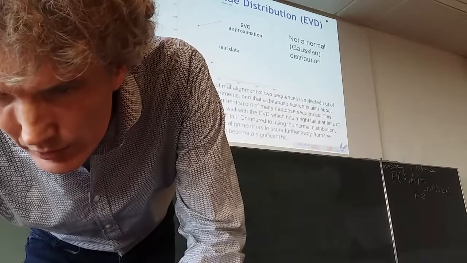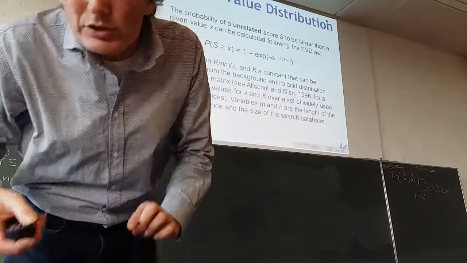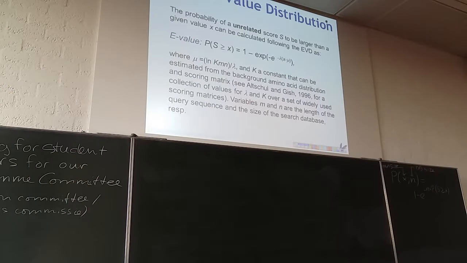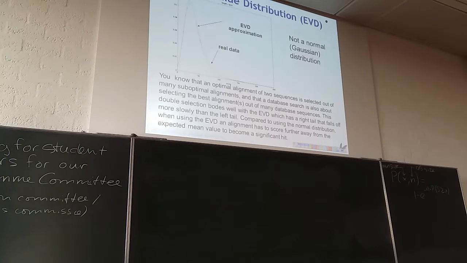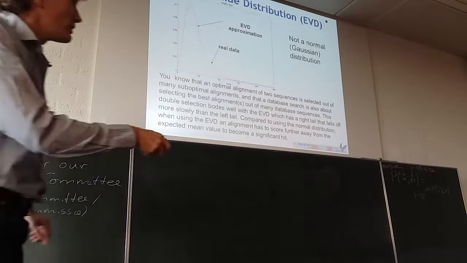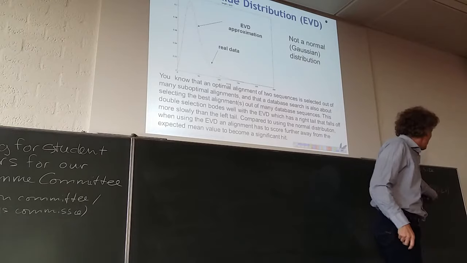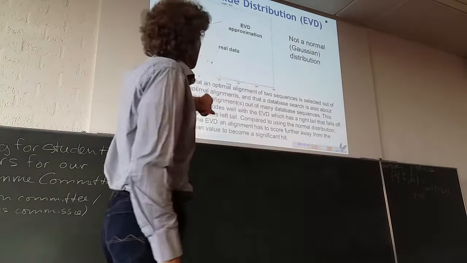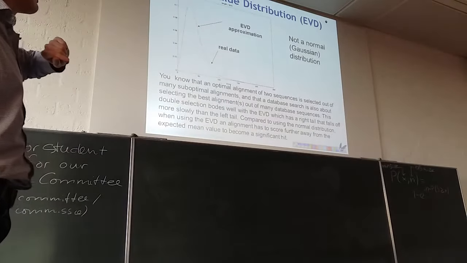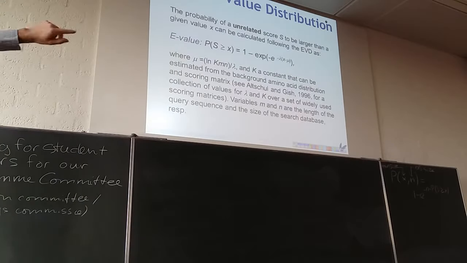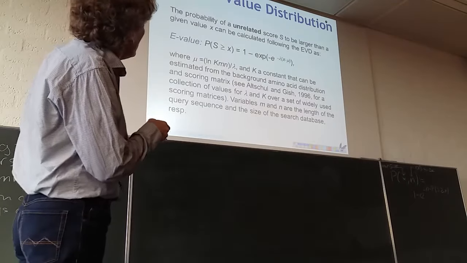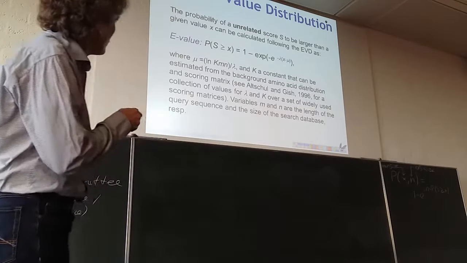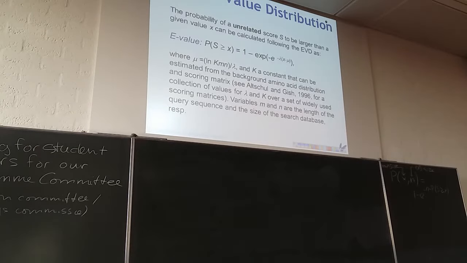So now what we need is, instead of doing explicit randomization to estimate this probability, we can actually get it from this extreme value distribution. And so then we get this. Now it says e-value. I'm not sure if that's correct, because there's this n missing.